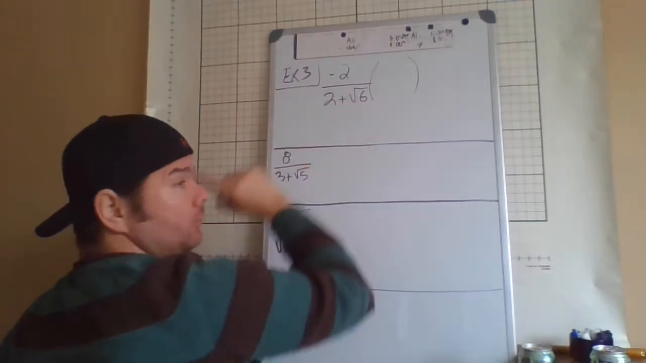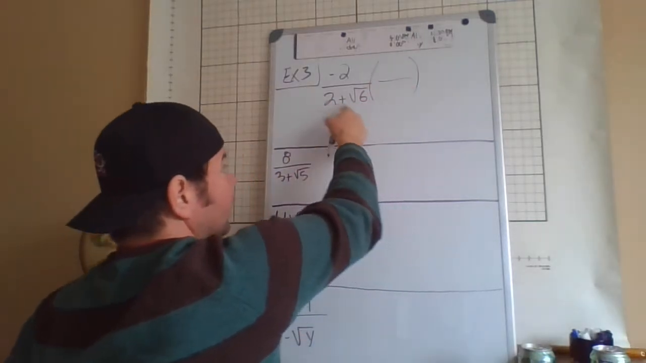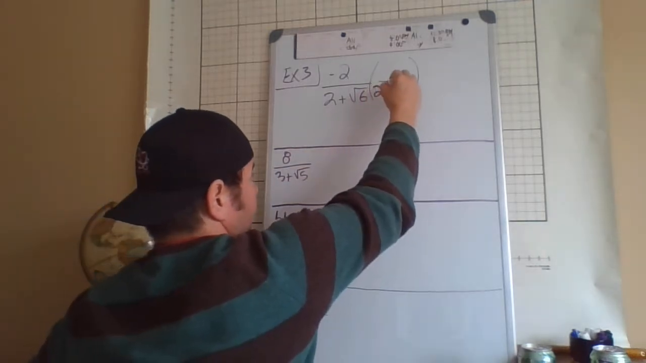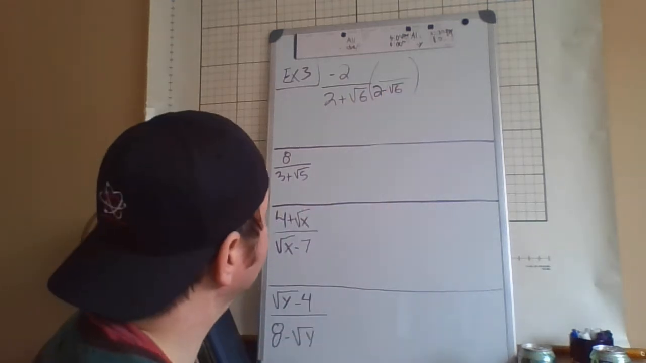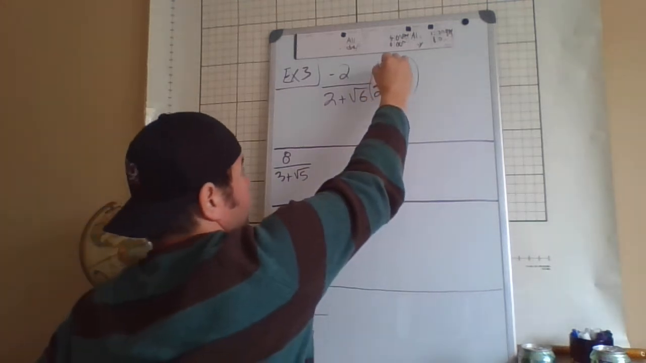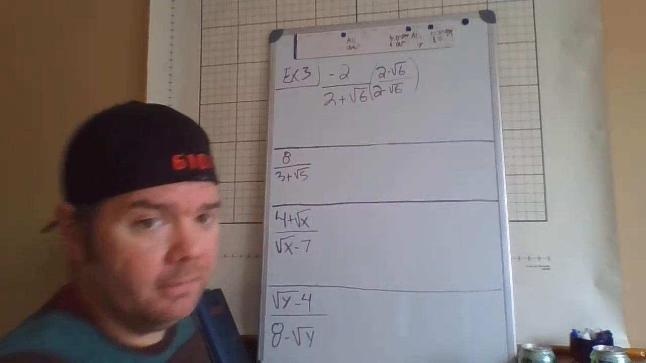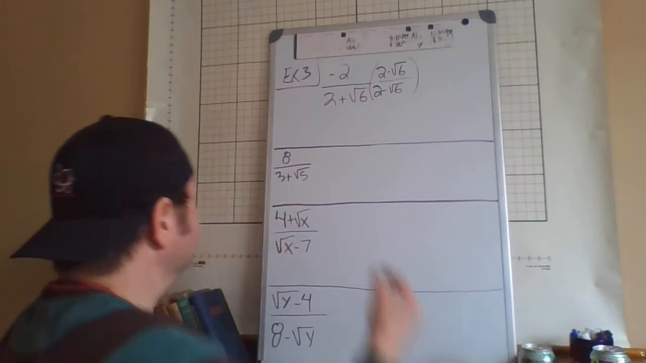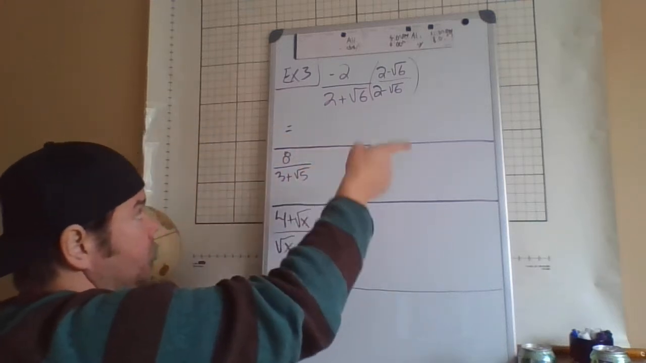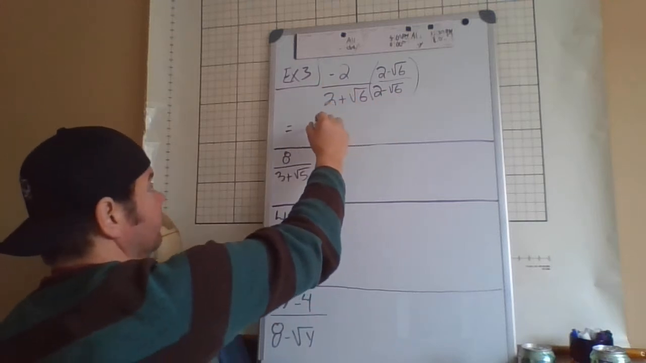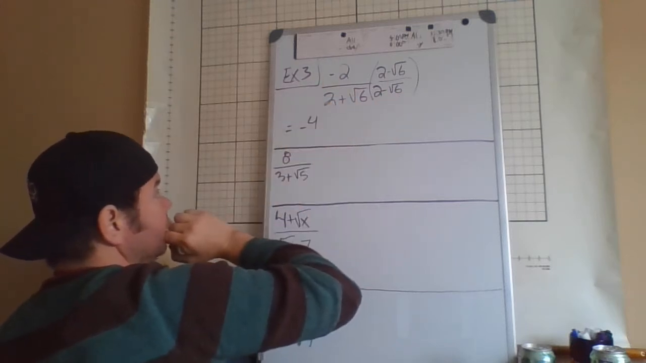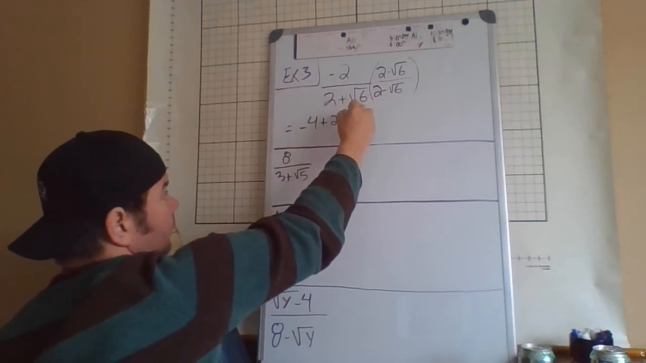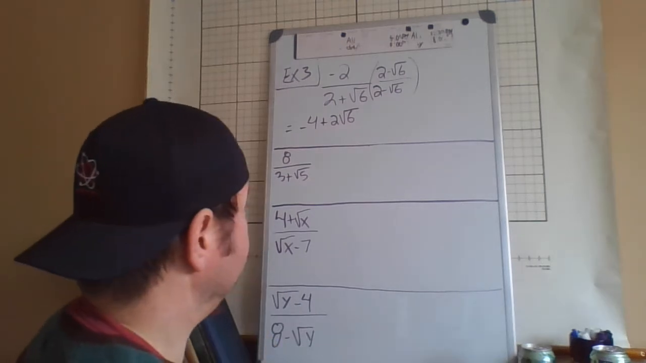Okay, so what I'm going to do when I see a situation like this is I'm going to say, well, the conjugate of 2 plus the square root of 6 is 2 minus the square root of 6. That's what I'm going to multiply numerator and denominator by. The result of that, in the top I'm just going to distribute negative 2 times positive 2. It's negative 4. Negative 2 times negative square root of 6 is positive 2 times the square root of 6.